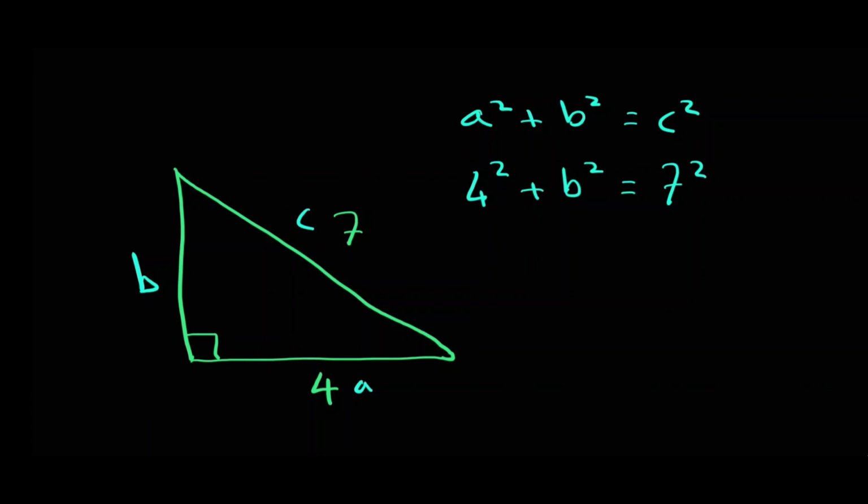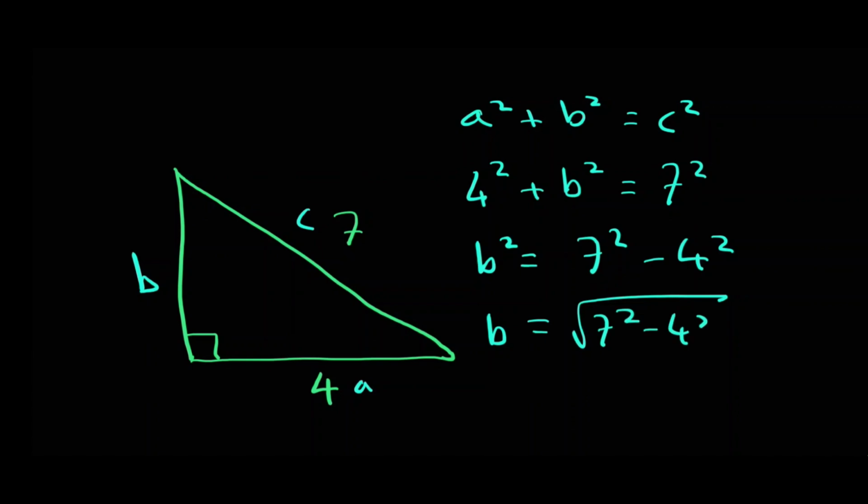So if you rearrange that, you get b squared equals 7 squared minus 4 squared. And that means that b is the square root of 7 squared minus 4 squared, which is root 33. And plugging that into a calculator, you get that b is around about 5.74. And that's how you find an unknown side of a right angled triangle using Pythagoras' theorem.